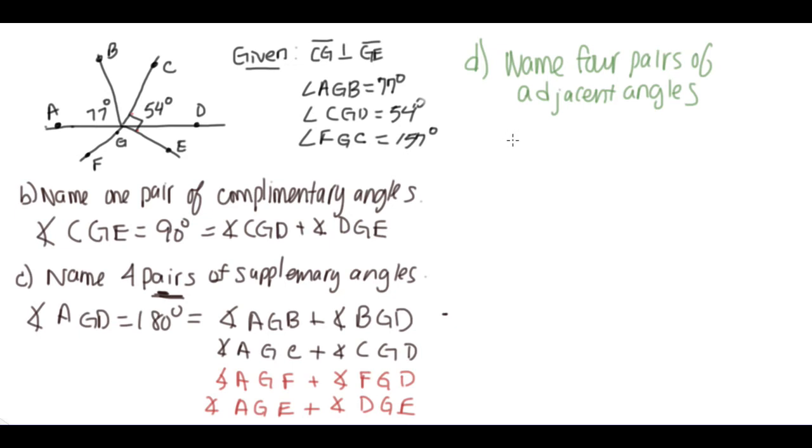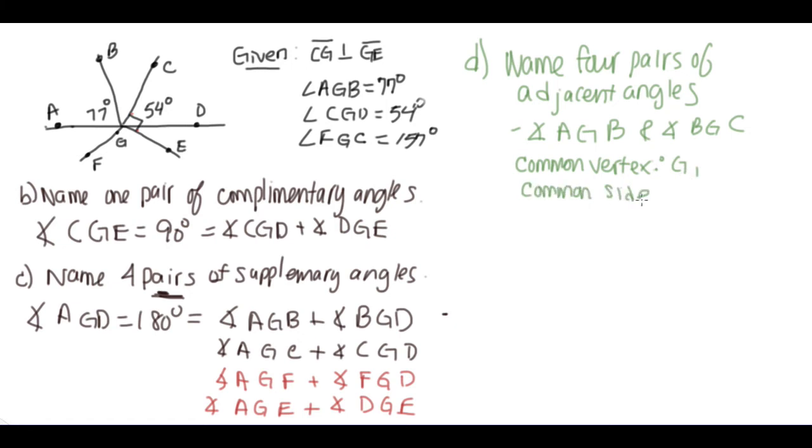So here we would say angle AGB and angle BGC. So we have common vertex is G, common side is BG.